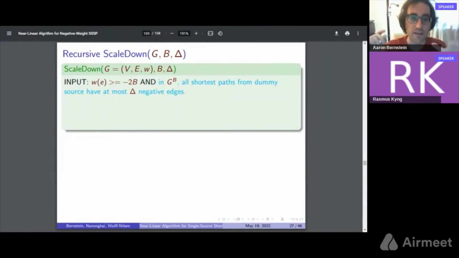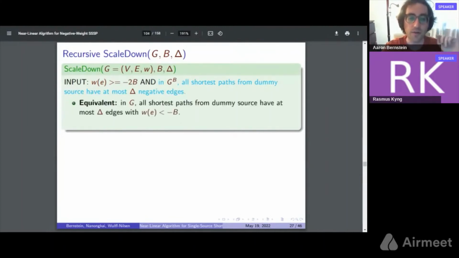So the input is the same as before. All the edges are weight bigger than or equal to negative 2b. But there's also an additional requirement, which is that in GB, all shortest paths from a dummy source have at most delta negative edges. I'll give an equivalent definition.